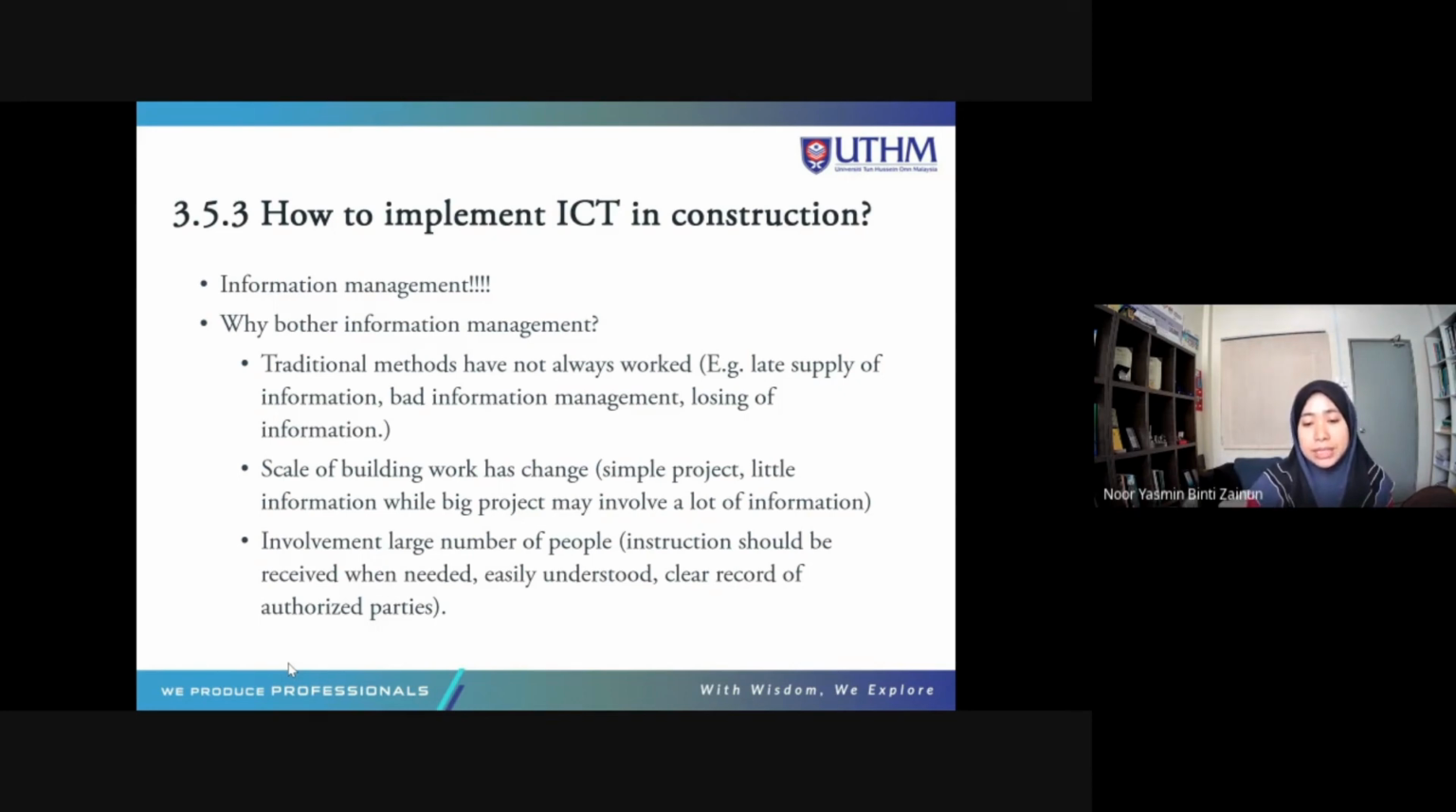Scale of building works has changed. Simple project, little information, while a big project may involve a lot of information and the involvement of a large number of people. So instructions should be received when needed, easily understood, and with a clear record of authorized parties. We receive instructions from the boss, and he says, oh that is that person's work, that is that person's work. So at the end, no one did the instruction because they thought somebody else would do it. Okay.